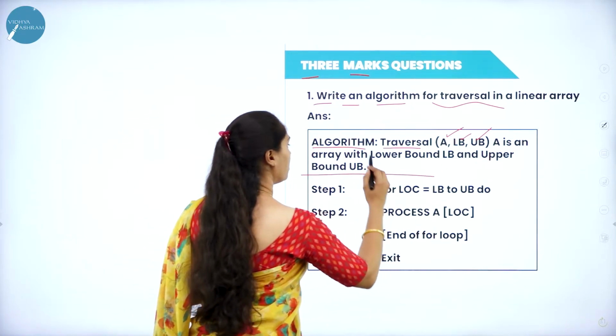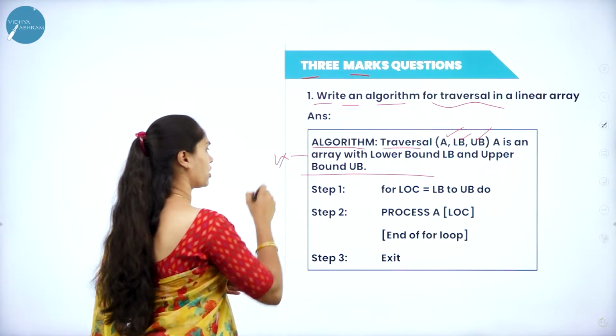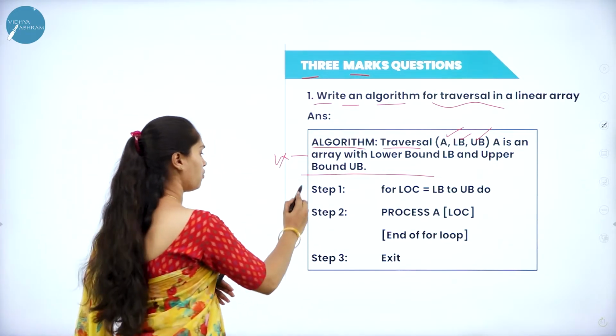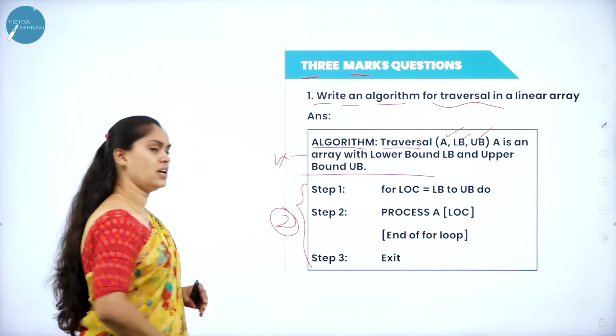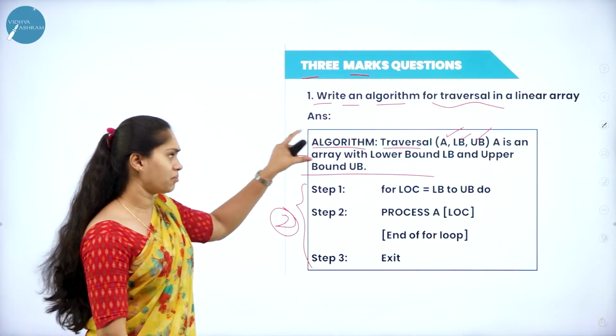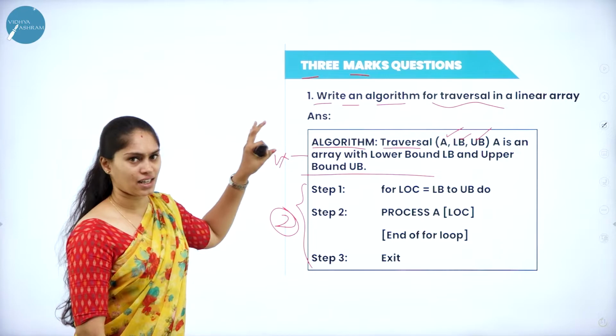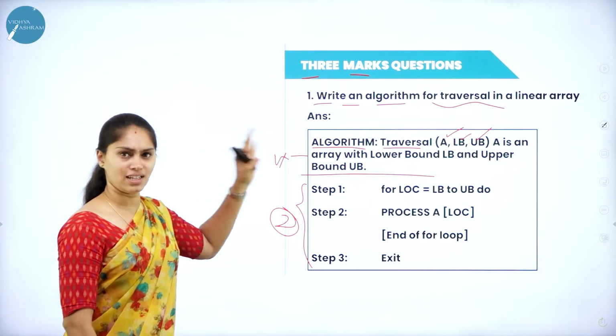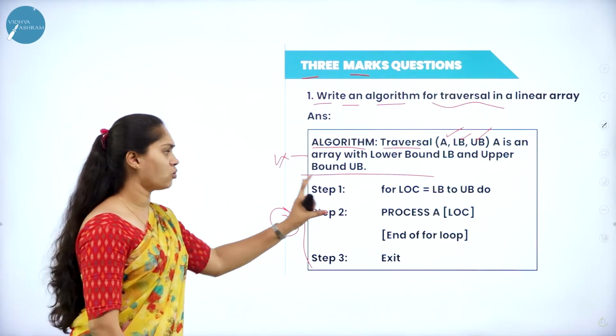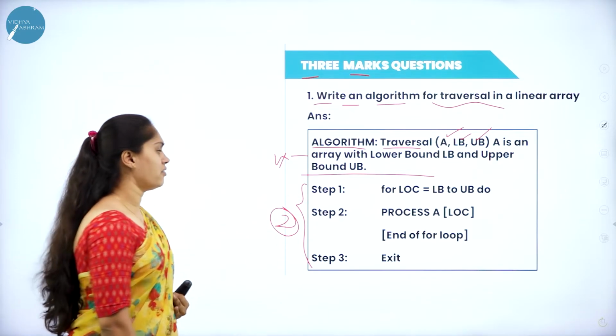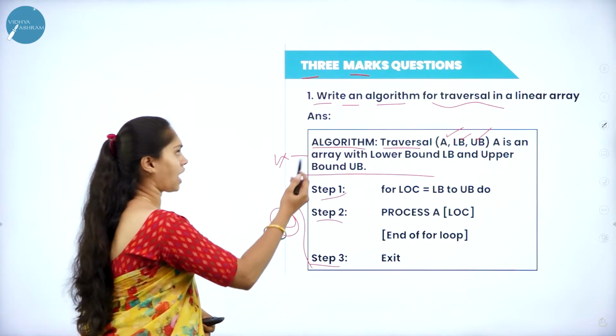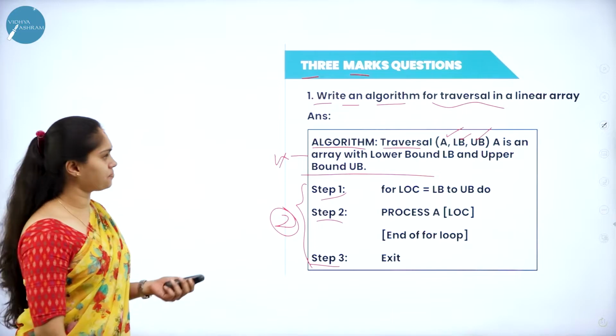If you are unable to mention this, then you are not going to get even 1 mark. If you have mentioned the steps, that will be for another 2 marks. You should never miss this portion when you are writing an algorithm. So write what content I require, then mention what the steps are. Here we have 3 steps in the traversal algorithm.